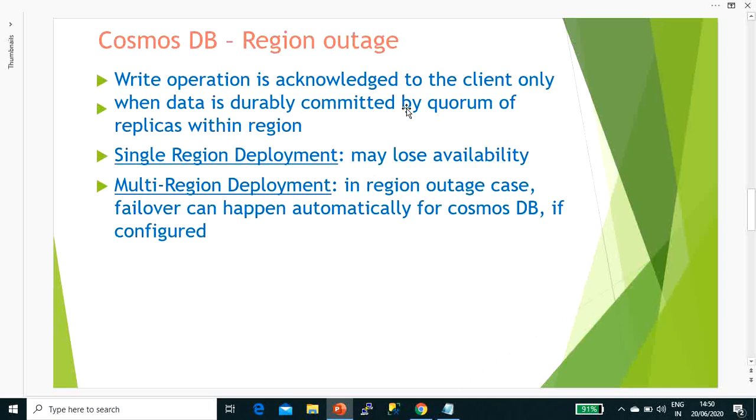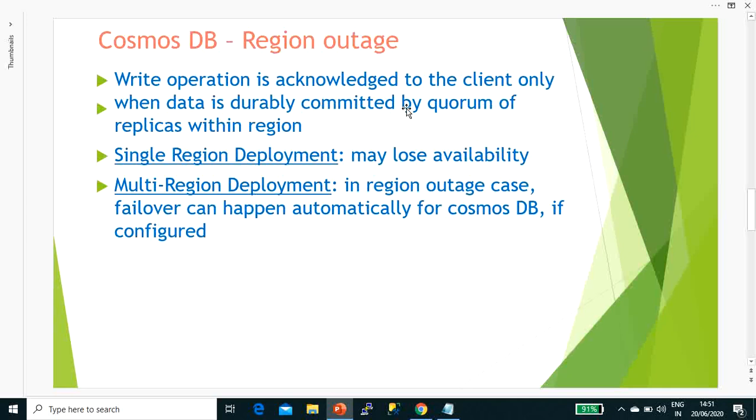Now let's take certain cases: what happens if there is a complete region outage? What happens if the region that you have chosen as the write region goes offline, or the region that you have chosen for the read replica goes offline? What will happen in those cases? So basically, the write operation is acknowledged to the client only when data is durably committed by the quorum of replicas within a region. That means unless the write is completely committed by the replicas within a single region, it will not be acknowledged to the client.